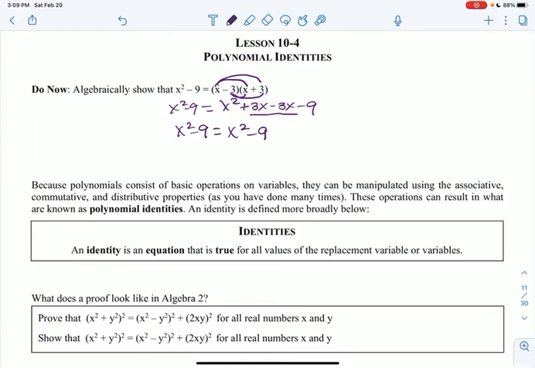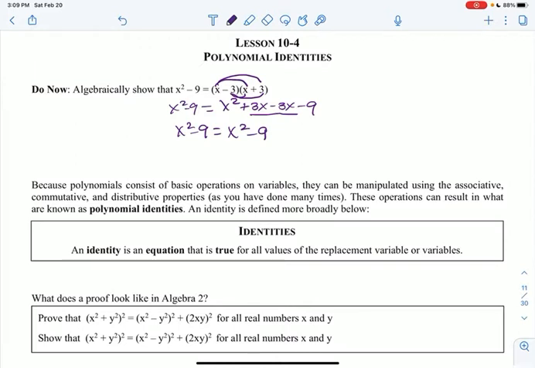Okay, so these polynomials really just consist of basic operations. So I can use the associative property, the commutative property, the distributive properties. You've done this many times before, and basically I'm just going to use those properties to get the left side to equal the right side. So notice the name of this, polynomial identities. They're identical to each other, so the left side and the right side are matching.